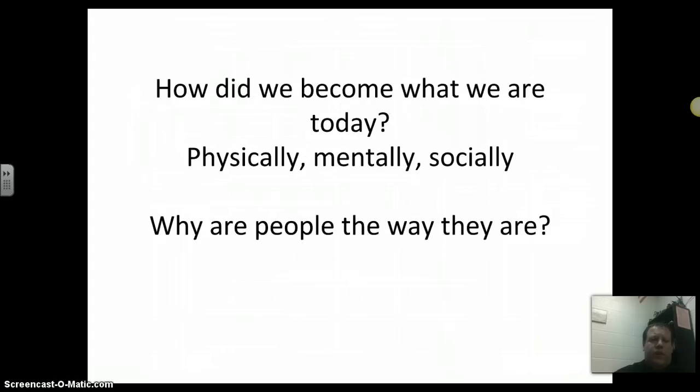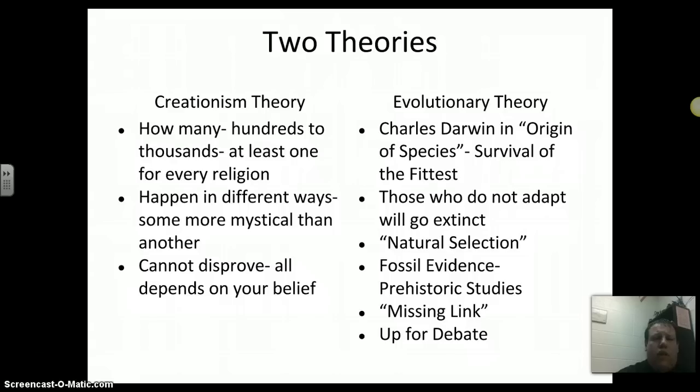Now, looking at how old stuff is is one thing. The bigger question is this: how do we become what we are today? Think about who we are physically, mentally, socially, why people are the way they are today. We're going to start the story way back a long, long time ago. Now, obviously, there are two theories as to how people came to be. You have the creationist theory, and you have evolutionary theory.